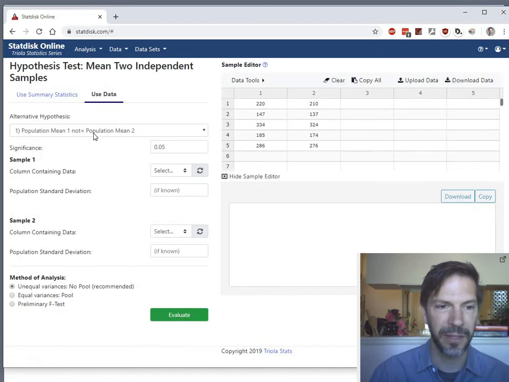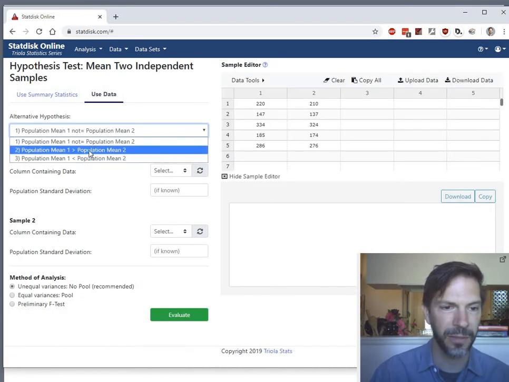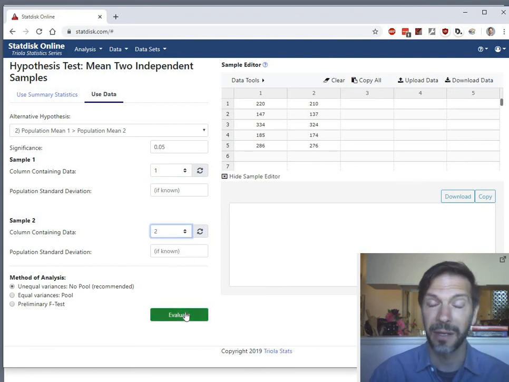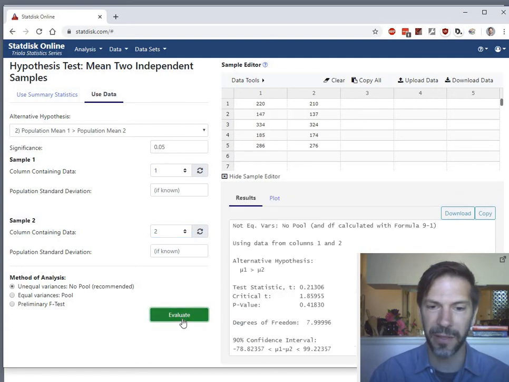So we're actually going to use data, and I'm hoping to show that mean 1's greater than mean 2. I'll go with a 0.05 significance level, and then column 1 and column 2 contain my data. Keep in mind I'm hoping to reject the null and say the alternative is true, that this thing actually works. So we'll stay out of the pool, and we'll go into evaluate, and look at my p-value. It's like 42%. This is not an unusual sample.